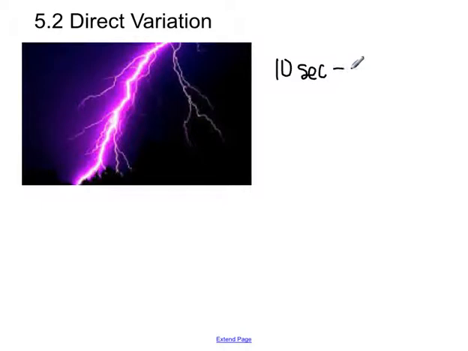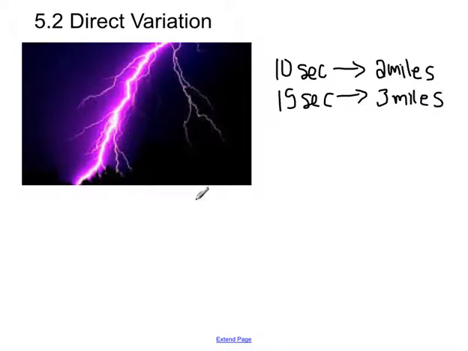before you heard the thunder, and that tells you basically there's a relationship between the time that elapsed and the distance you are away from the lightning bolt. So that's telling you that you are about 2 miles away. Okay, let's say you hear another bolt of lightning. This time you saw the bolt, but then you waited 15 seconds, and that's going to tell you that it is 3 miles away. This is an example of a direct variation.